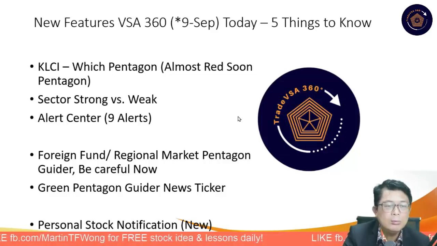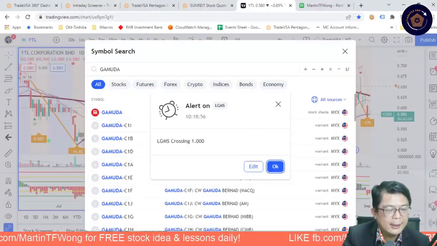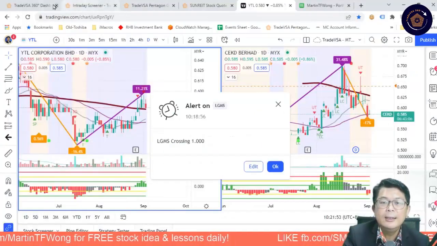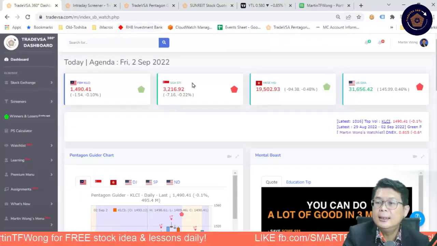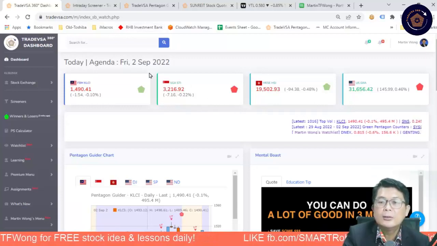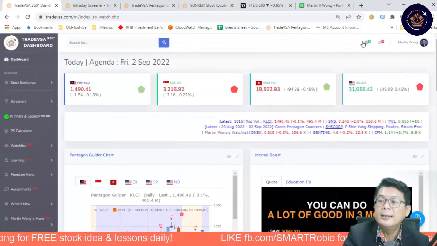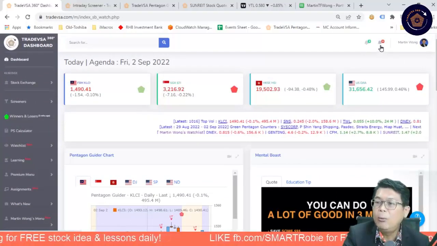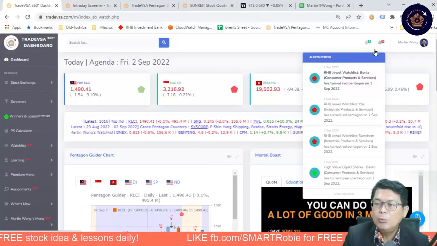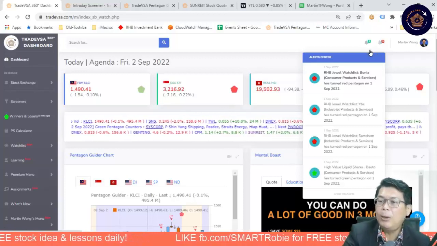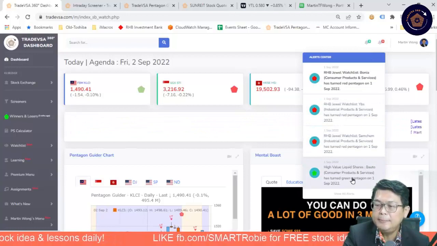So a couple of things we want to know this morning. Let's take a look at the strong sector and the weaker sector, where we are. So this is the VSA 360. You can see one of the real differences is you have two bells. One is the usual, what we call the watch list, the popular ones like Bonia turning red, YBS, but we have B auto turning green Pentagon here.